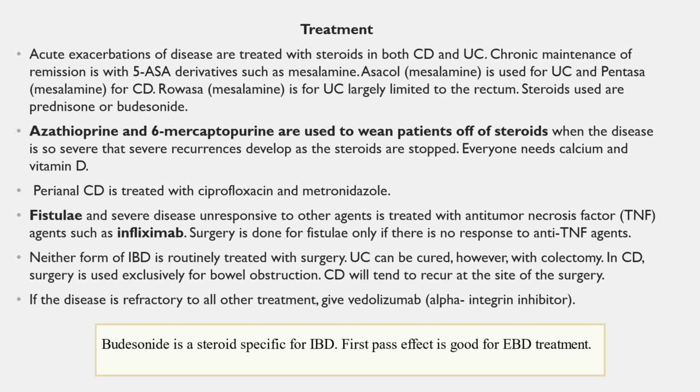Here we have to note carefully that azathioprine and 6-mercaptopurine are used to wean patients off the steroids when the disease is so severe that severe recurrences develop as the steroids are stopped. Everyone needs calcium and vitamin D, all the patients.